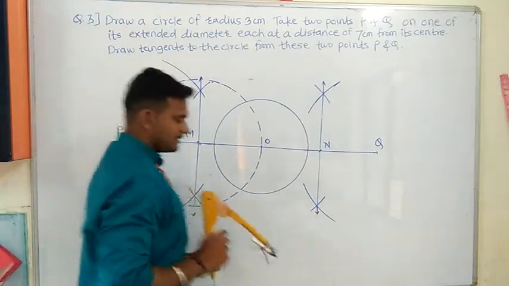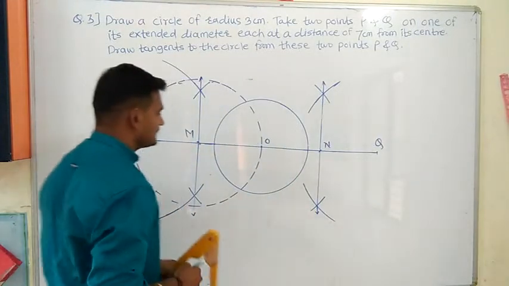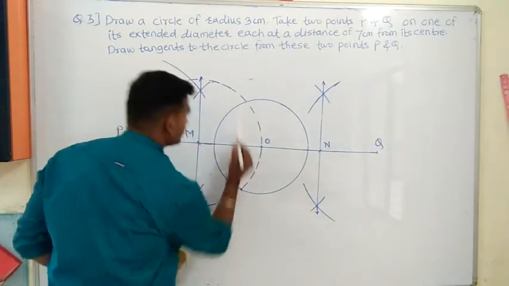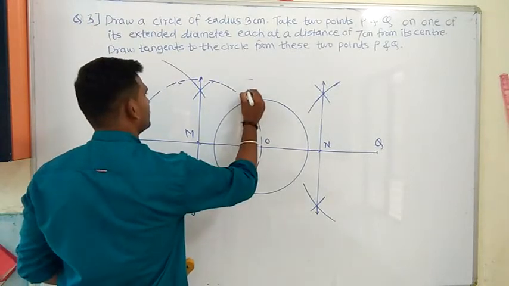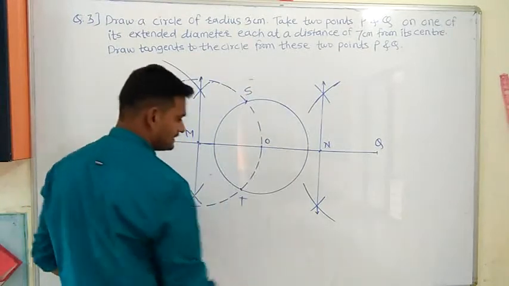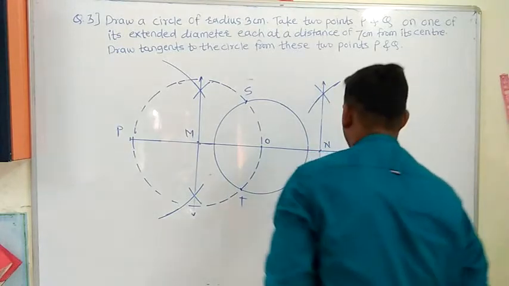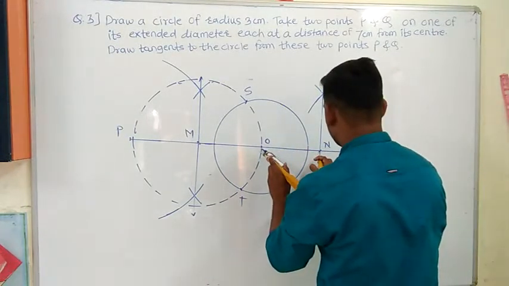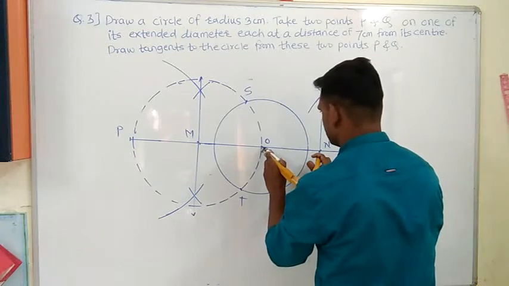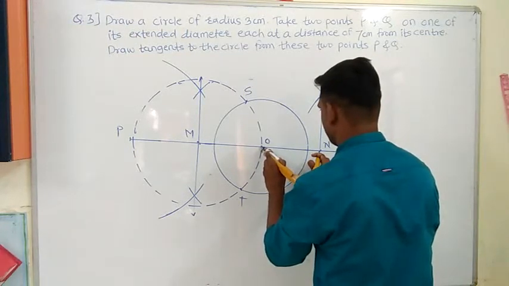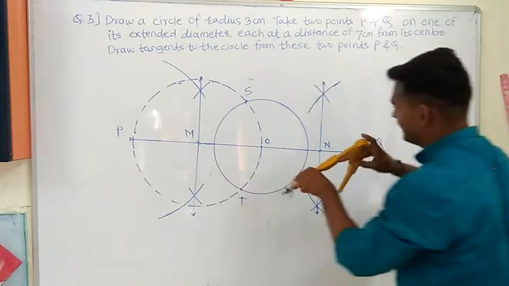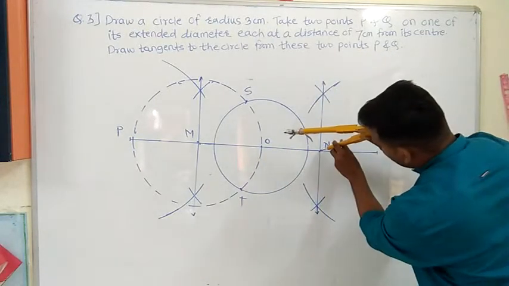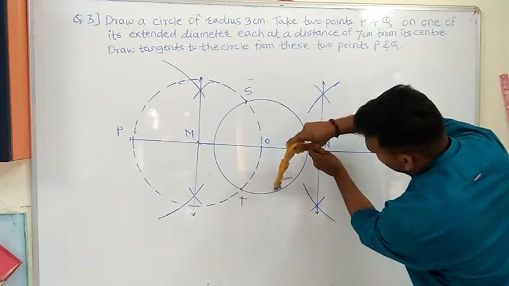Okay, we got this circle, and where this circle intersects the other circle at these 2 points, I will name them S and T. Similarly, I will put the compass at point N and, taking the distance ON in the compass, I will draw a circle again.